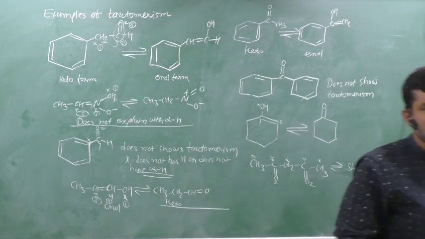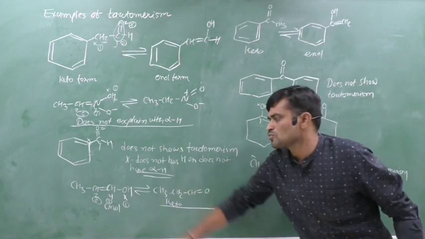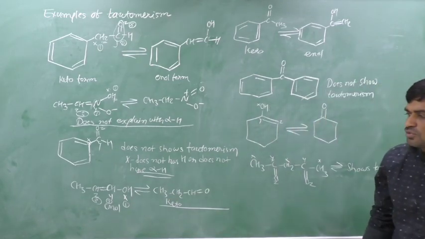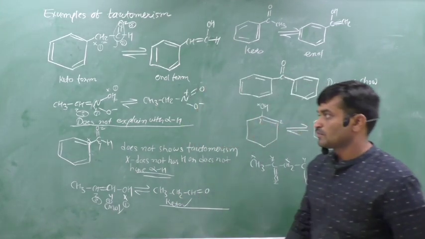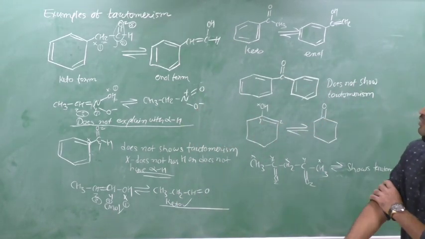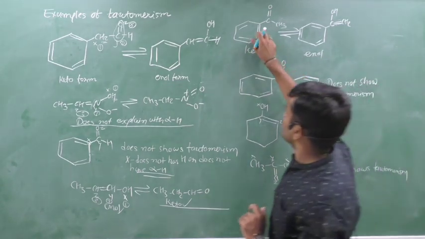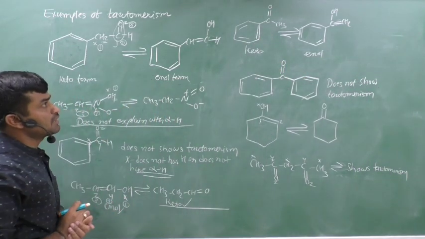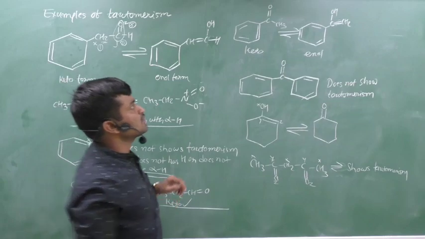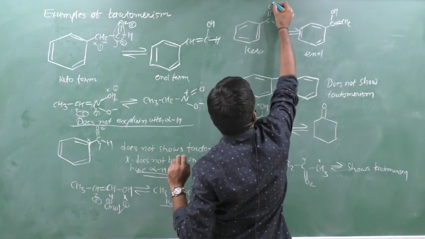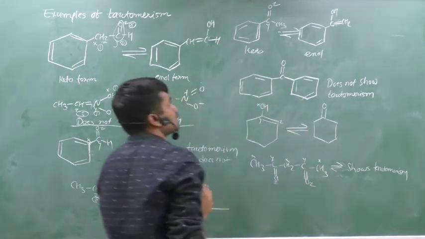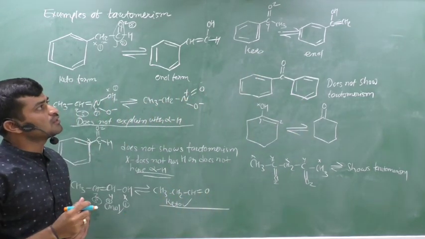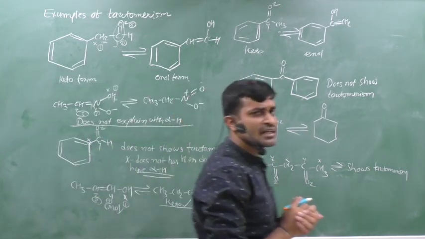Therefore, this is the keto form. We can say that this compound shows tautomerism, and this tautomerism is keto-enol tautomerism. Next one, suppose we have a compound like that, we can check whether it shows tautomerism or not: Z, Y. Now the question is which carbon we can designate as X.